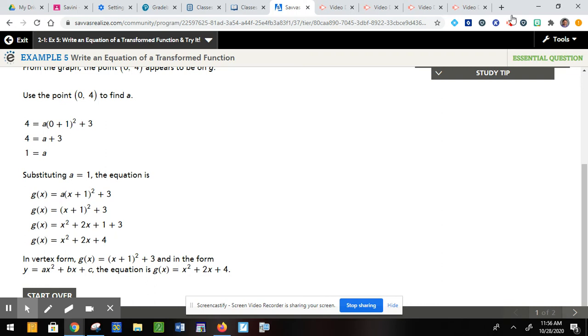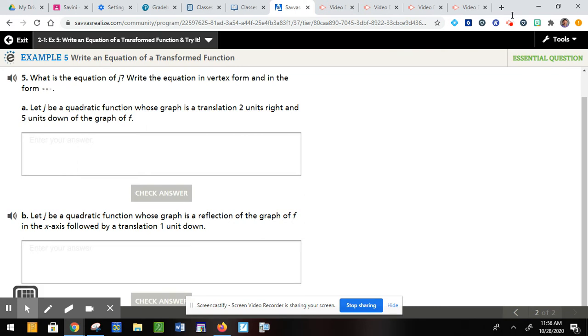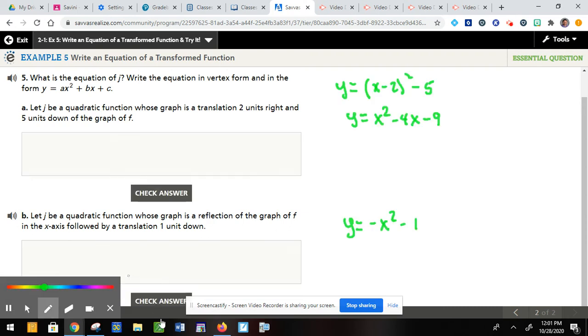All right, let's take a look at the last one here. 2 parts. Okay, so I would suggest pausing like we have been, and then come back and you can check your answer with me, but give it a try first. All right, so let's take a look.